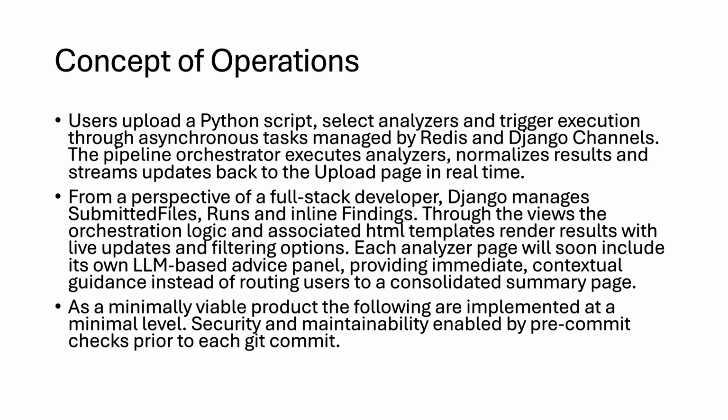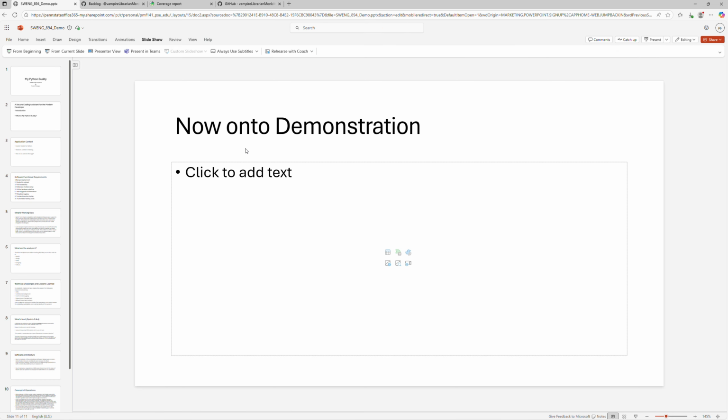As a minimally viable product, the following are implemented at a minimum level. Security and maintainability, which are non-functional requirements, are enabled by pre-commit checks prior to each git commit. With that being said, we are going to move on to the demonstration. The demonstration is going to involve logging in, and actually, let's just move to it.